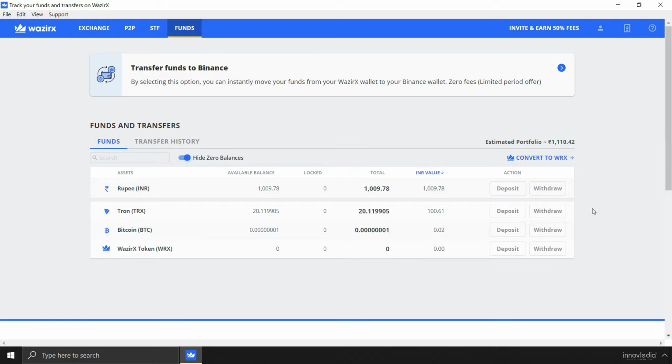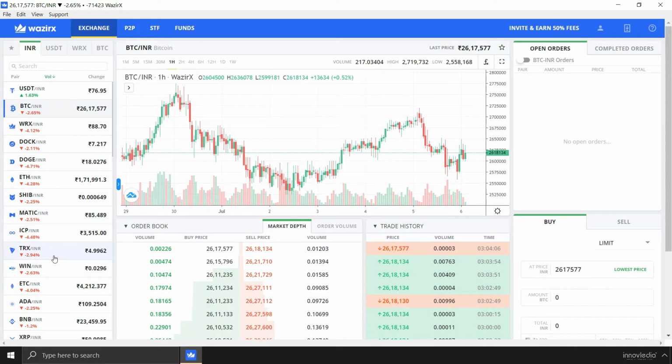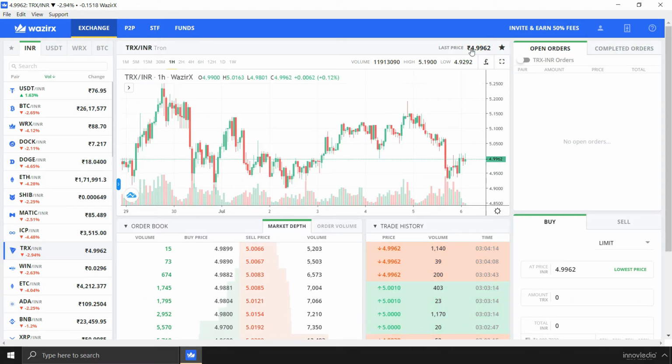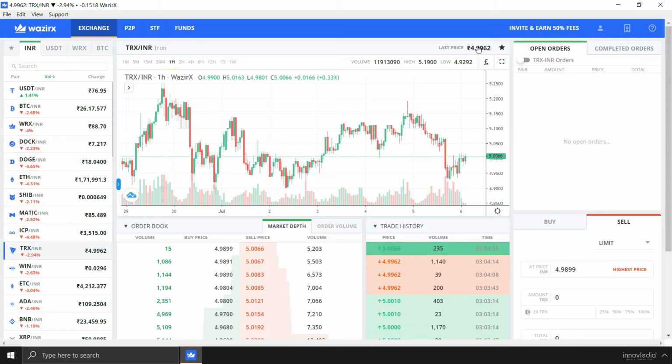Now, if you would want to sell this currency at a higher price on a later date, you can do this. To do that, you have to go to the exchange section again, go to the TRX INR pair, and look for the price. Of course, I'm going to be in loss right now because it's 4.9962 as of now. And if you click on this sell tab and click on this highest price, it would be even lower than this value. But I'm going to sell it for now. You don't sell it in loss. You always sell it when the price is higher than the amount what you had used to buy.